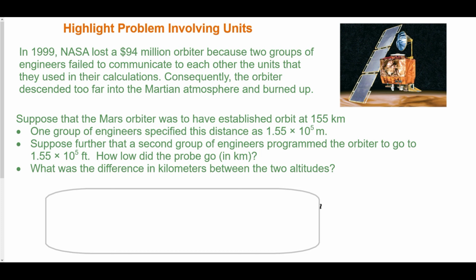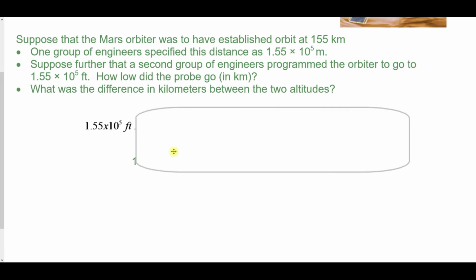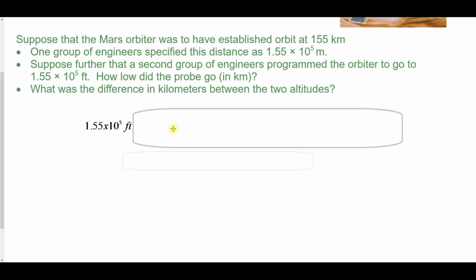And so we want to know how low did it go in kilometers and what was the difference between those two. We're going to start with our given, the 1.55 times 10 to the 5th feet. And if we're going from English to metric or metric to English, we're going to use that 2.54 centimeters equals 1 inch equality. So that means that we need to change it to inches so we can take advantage of that. So that's the first thing that we do, is we change it to inches.